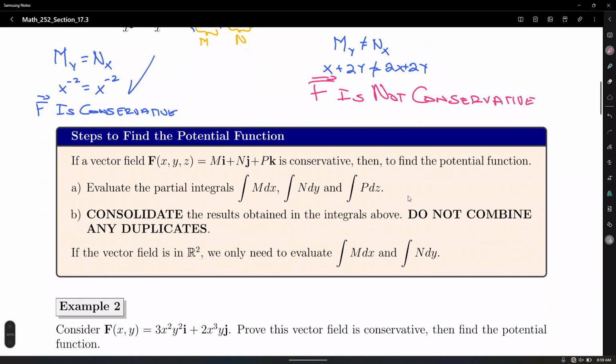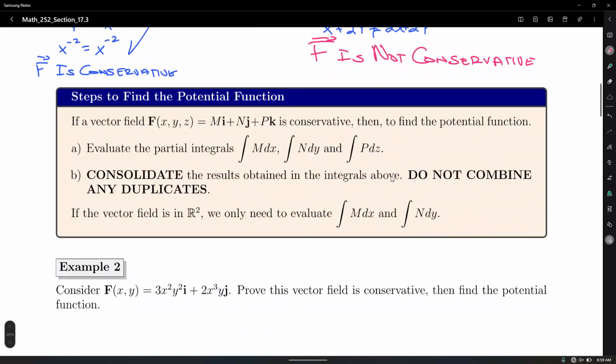Okay, steps to find the potential function. And guys, follow these steps. Do not do what MyMATLAB does, which is putting components together, setting components equal, and then canceling things here and there. No. Don't do that. This is easier, trust me. So, if a vector field F of x, y, z with components M, N, and P is conservative, then to find the potential function, letter A, evaluate the partial integrals.